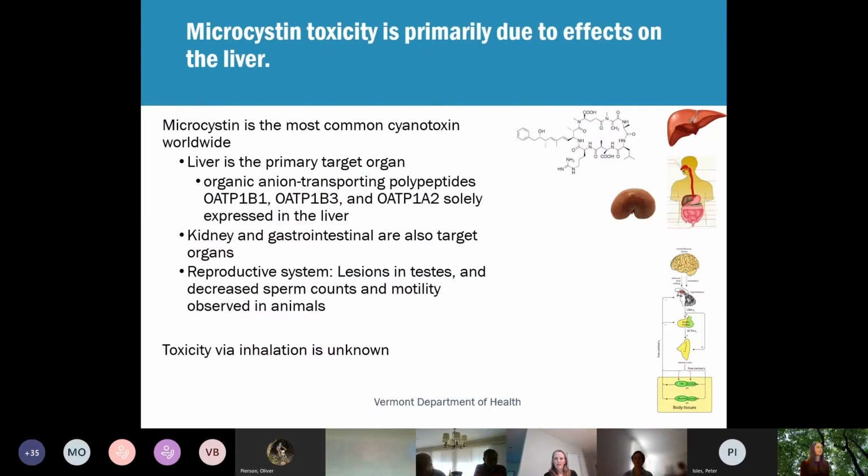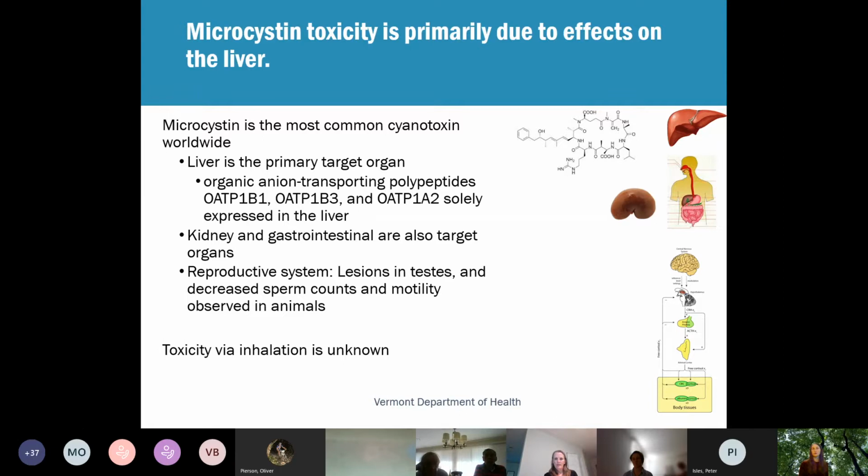So I'll just give a little more information about the toxins and what we know about their toxicity. So microcystin is the most common toxin that's produced worldwide. So when you hear us talk about toxin testing, we often use microcystin as our routine. We monitor for that one the most because that's the one that we see the most here in Vermont, and it's also the one that's most common around the world.